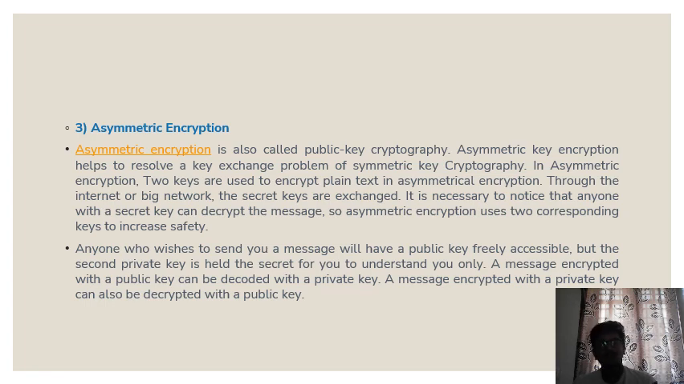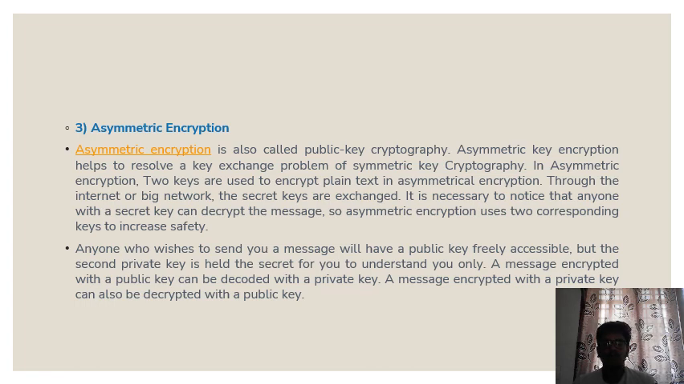Coming to the third one, asymmetric encryption. Asymmetric encryption is also called public key cryptography. Asymmetric key encryption helps to resolve the key exchange problem of symmetric cryptography. In asymmetric encryption, two keys are used to encrypt plain text through the internet or a big network. The secret keys are exchanged. It is necessary to notice that anyone with a secret key can decrypt the message.